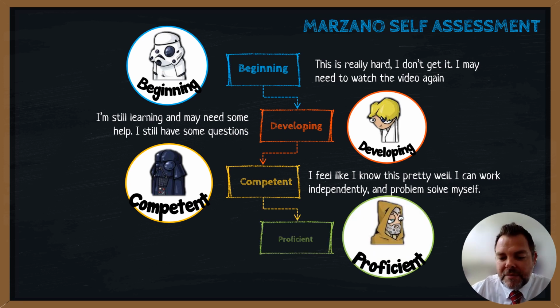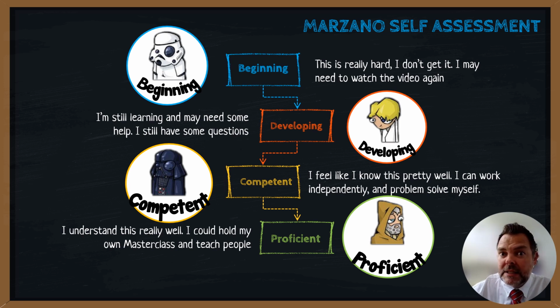And finally, we're at that proficient stage. This means that we understand it very, very well. We're getting most of our questions correct. And we could actually hold our own masterclass, where we could teach other people how to do this concept as well. Okay, very important that we look at our Marzano self-assessment. Whereabouts are we in relation to our understanding?